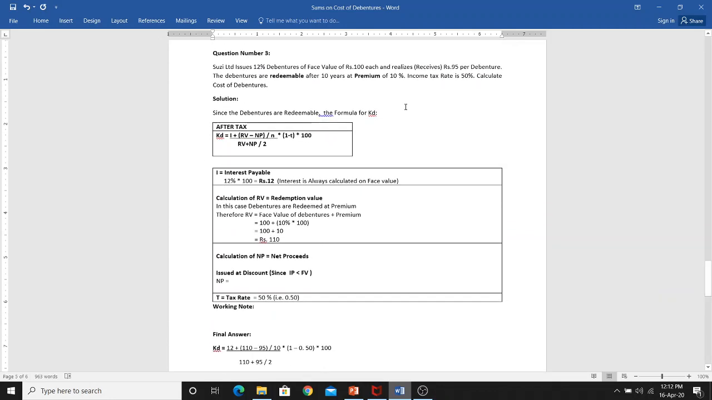Here there was only one situation. In the previous two questions there was par, premium, discount. The reason being I had wanted to cover all the scenarios, but sometimes only individual scenarios can come. So here the debentures were issued at a discount but redeemed at a premium. So depending on the combination, the RV and the NP will change.